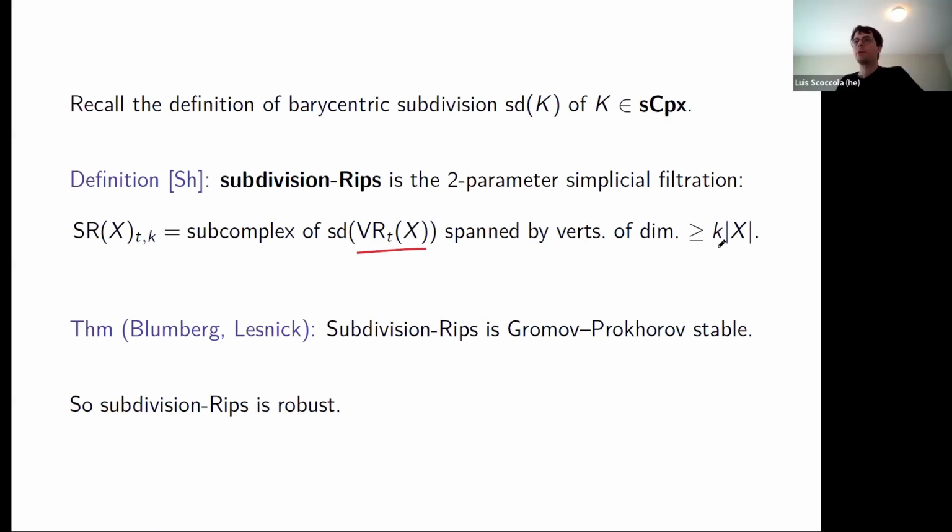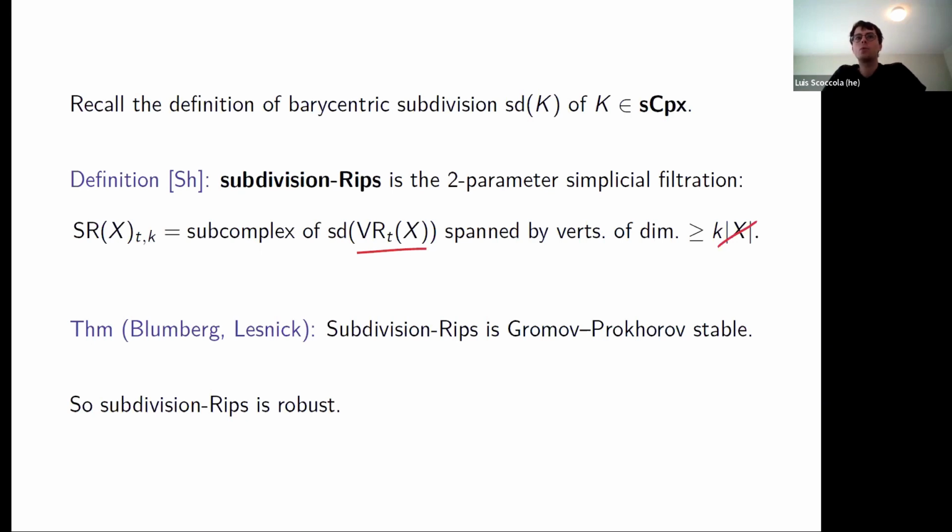So I just forget about this. Is that what you're saying? Yeah. So I have this 2-parameter filtration. If K is 0, then I just have the barycentric subdivision of the usual Rips. And then as I increase K, I'm just looking at higher and higher. Okay. Does that make sense? Yes, I mean, you can do that. Yes. Okay.